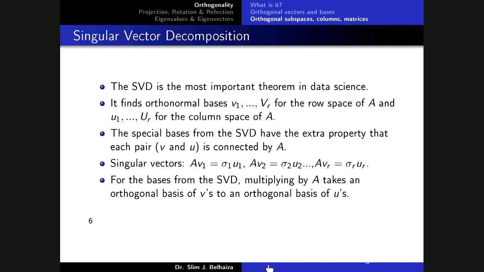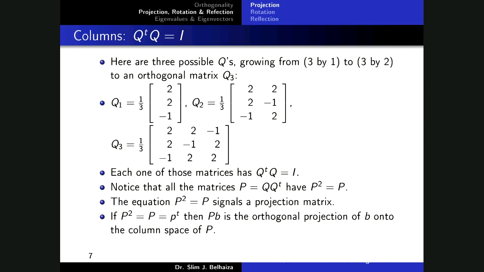Now, to follow this idea, let's consider these columns, for instance. They have the basic property that they can always compose what we call orthogonal matrices. For example, if you take the first column Q1, which is equal to 1/3 times (2, 2, -1), or the matrix Q2 obtained here, or Q3. If you take any of these matrices, you can check that for every one of them, Q transpose times Q is equal to I.